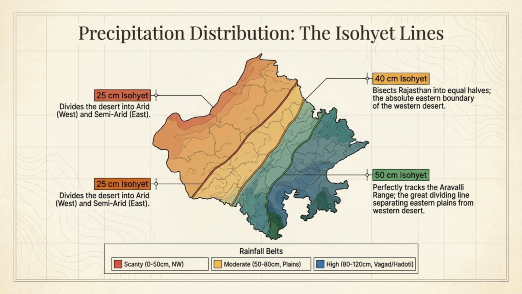This rainfall is strictly governed by geographic boundaries. The 25 cm isoheight line divides the western desert into arid and semi-arid zones, while the 50 cm line perfectly tracks the Aravalli range, separating the western desert from the eastern plains.